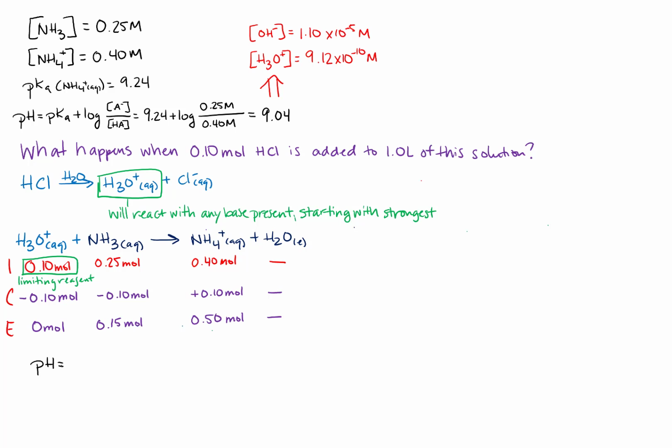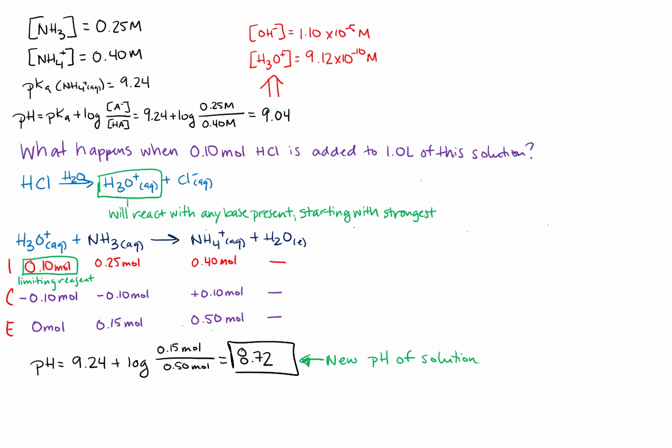Since the Henderson-Hasselbalch equation is just a ratio of the weak acid and conjugate base amounts, we can directly plug in the mole amounts from the ICE table without calculating their concentrations. This will give us a new pH of 8.72, a result that makes sense since it's lower than the starting pH that we had earlier.